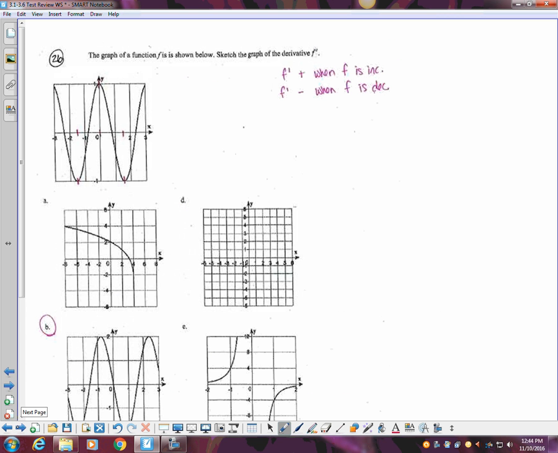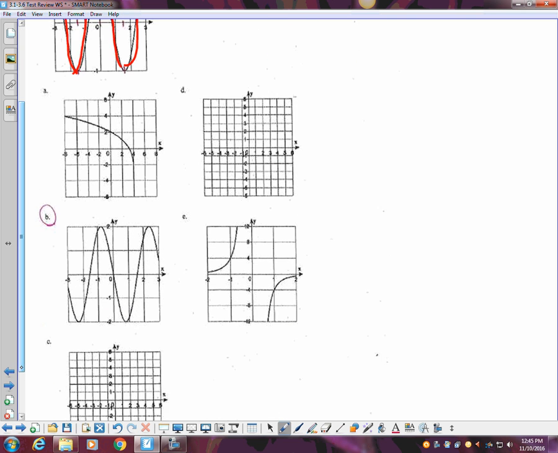26, the graph of the function is shown below. Sketch the graph of the derivative. Okay, so if this is the original function, then it's decreasing from negative infinity to negative 1.5, and then increasing to 0, and then decreasing, and then increasing. Well, f prime needs to be positive when f is increasing, and f prime needs to be negative when it's decreasing. The whole positive and negative is just above and below sea level.